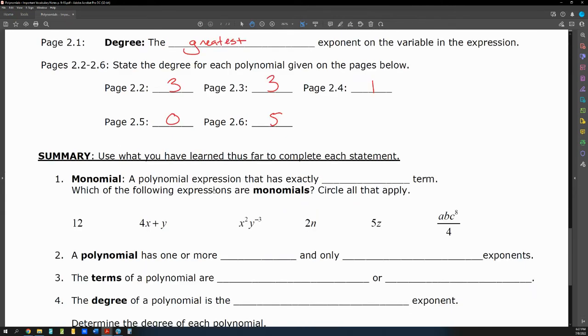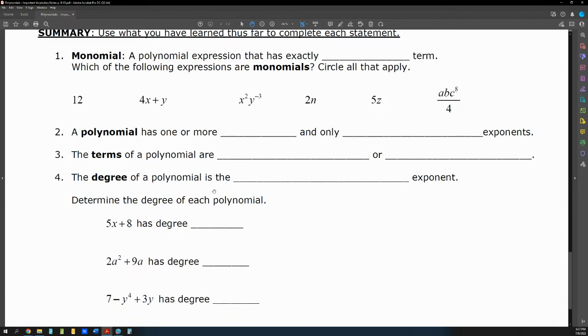All right. In summary, a monomial is a polynomial expression that has exactly one term. So which of these are monomials? Remember, separated by addition or subtraction, we only want terms that do not have any addition or subtraction. So 12 is a monomial. 4x plus y has addition. This is not a monomial. X squared, y to the negative 3, is not a polynomial at all, so that's not a monomial. 2n is a monomial, whole number exponents, one term. 5z also is whole number exponents, one term. And finally, abc to the 8th all over 4 is also a monomial. That was earlier in these notes.